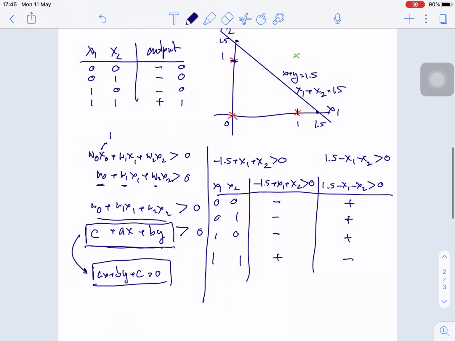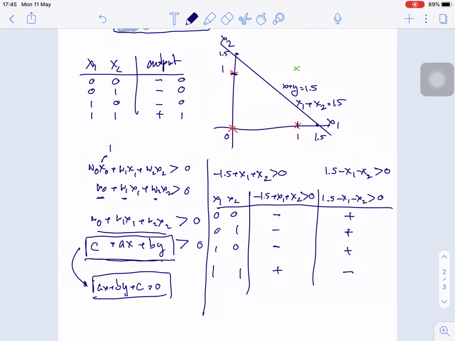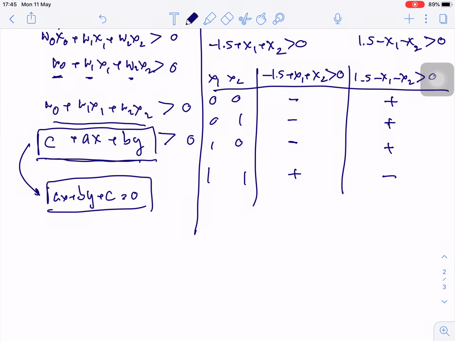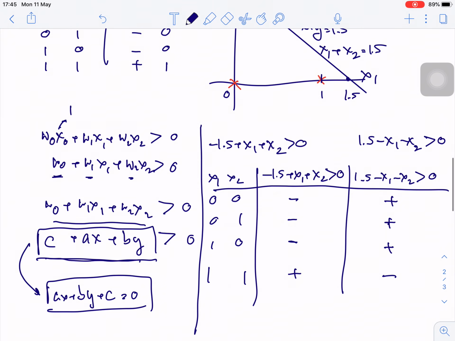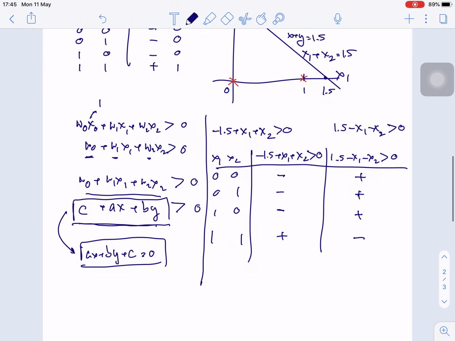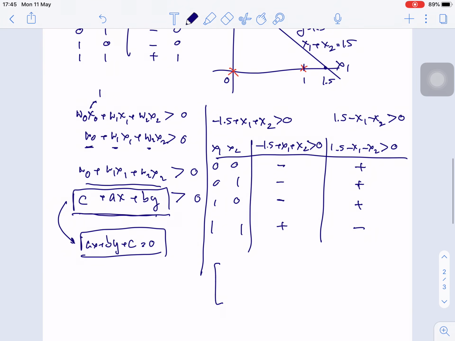So can you see? Now you have two sides of the operation, right? So now you can select the one that correctly classifies all the examples. So it will be this weight, right? So your weights W0, W1, W2 will be minus 1.5, 1, and 1. Okay.